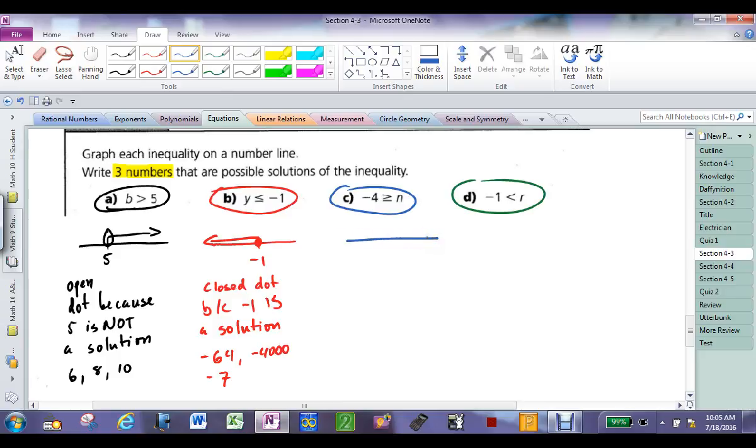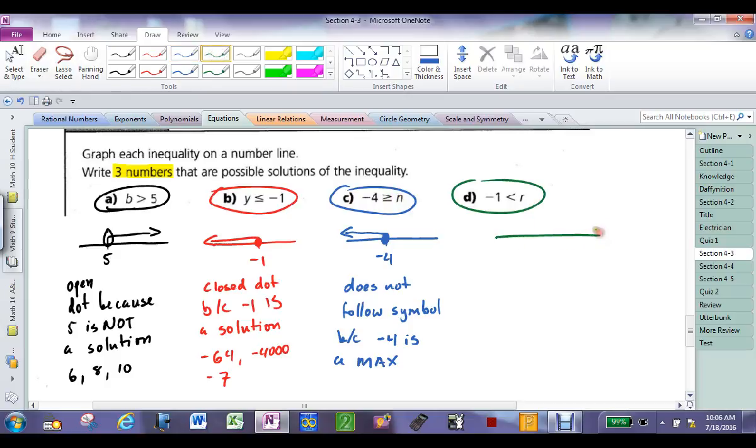What's the only number that matters? -4. Is it included? How do you know? Because there's an equal sign. Which way does the arrow go? Left, because the number is first. It does not follow the symbol, because -4 is a maximum. You need some number. -4 is greater than all the numbers you're allowed to have.